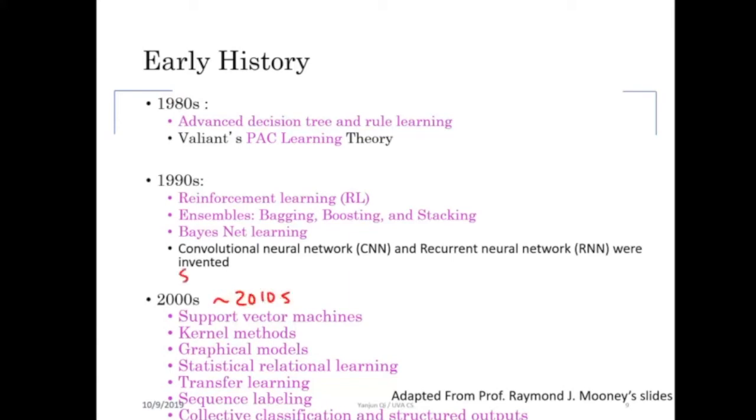So SVM was invented here, but it got really popular in the 2000s. The reason I'm doing this historical review is that there's always a lag of about 10 or 20 years. Normally, theoretically grounded work has a shorter lag time, and the more heuristic-driven work has a longer lag time, like deep neural nets.